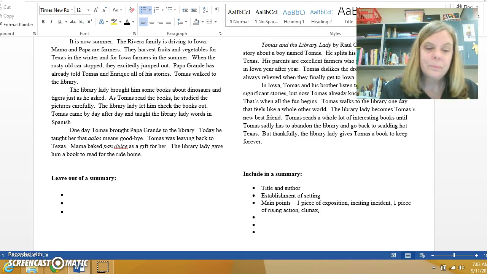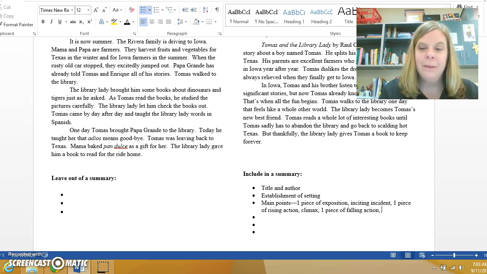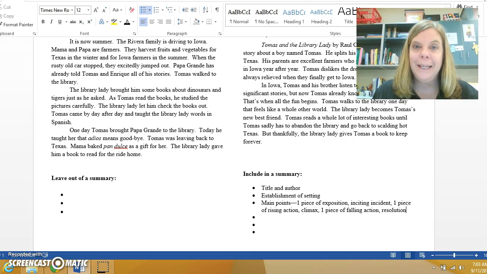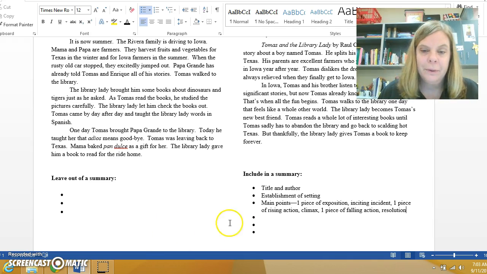And then you want probably about one piece of falling action, and let the reader know in your summary how some things are being resolved, and then you do want to include the resolution. Okay, this is not a book talk, so you don't want to leave the reader hanging as to what happens at the end. You do want to give that.